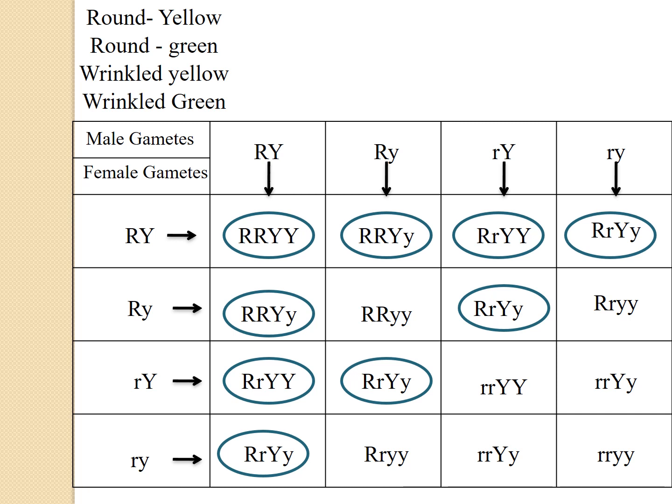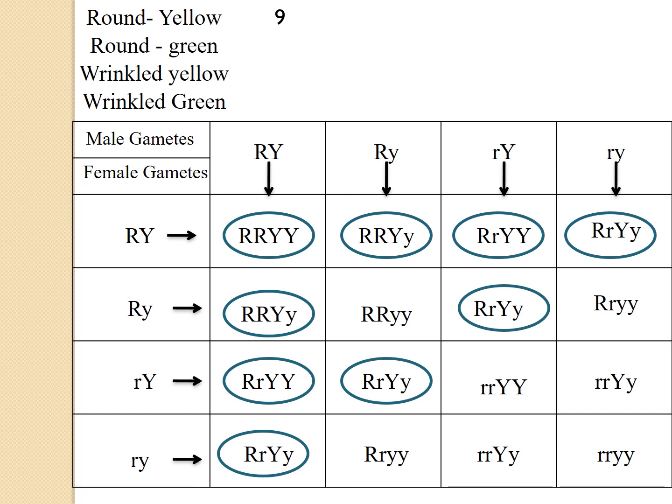So these are from the total 16 boxes. How many do I have which are round yellow? Let's count them: 1, 2, 3, 4, 5, 6, 7, 8, 9. So I have a total of 9 plants which will show me round yellow. Now going to the next one.